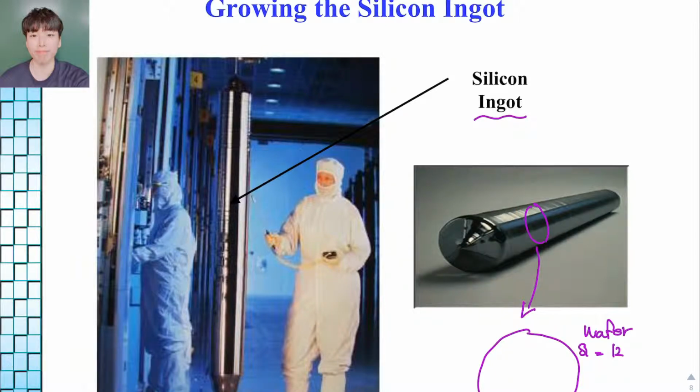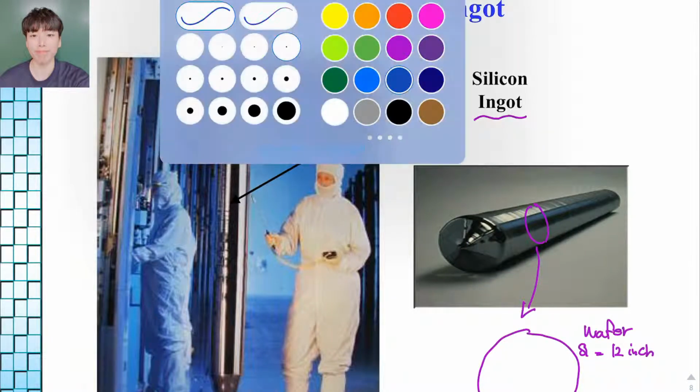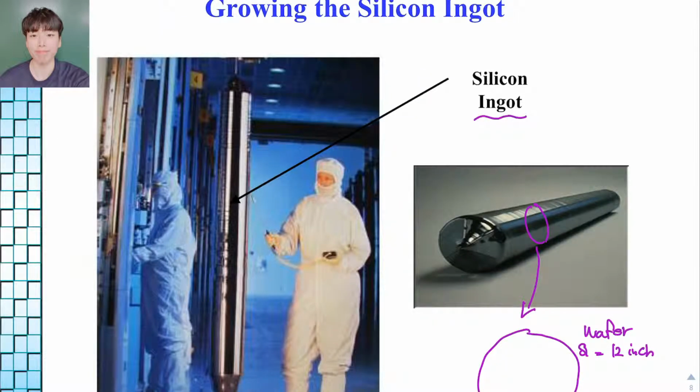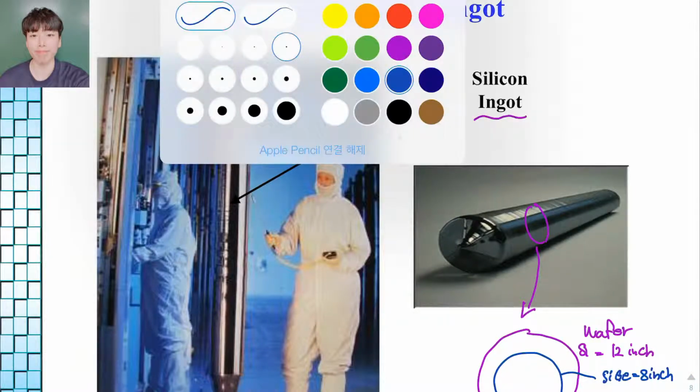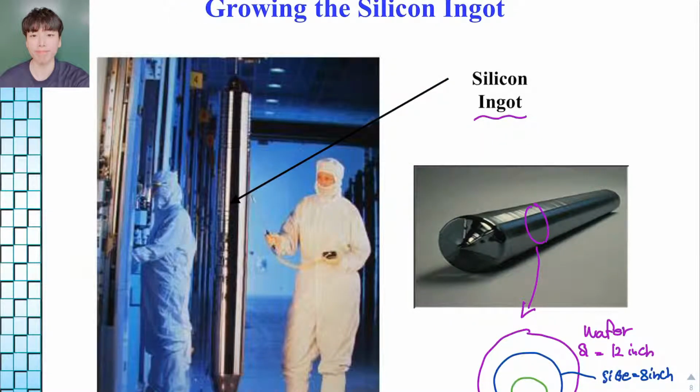Silicon wafer is 12 inches, silicon gallium size 8 inches, gallium arsenide is 6 inches, and silicon carbide is 3 inches. So we want to make bigger ones.